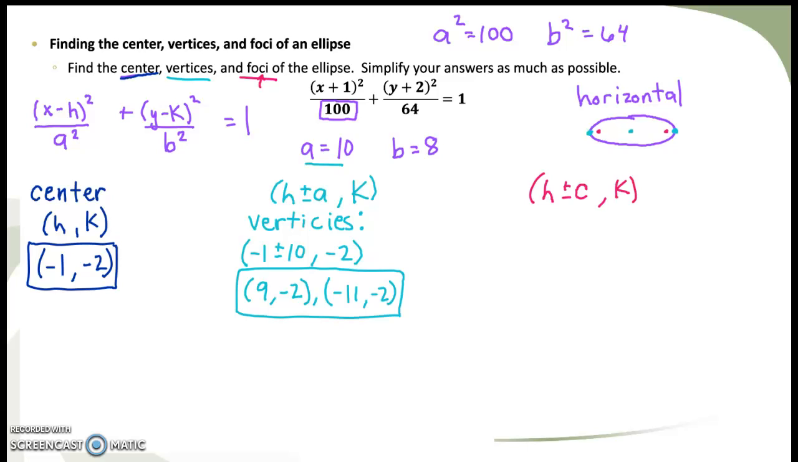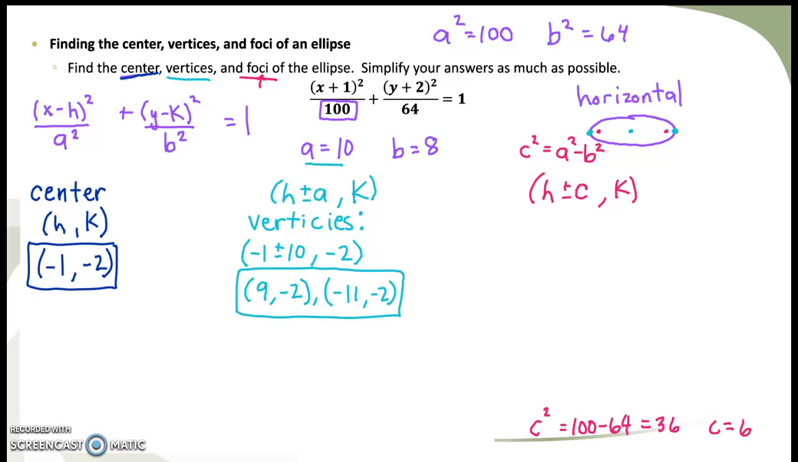Now what is c? We get c from the equation c² equals a² minus b². And this is the case for ellipses only. For hyperbolas we have a different equation, and we'll talk about that then. So our c value will become c² equals 100 minus 64. So what is our c² value? Our c² value is 36, which means c equals 6.